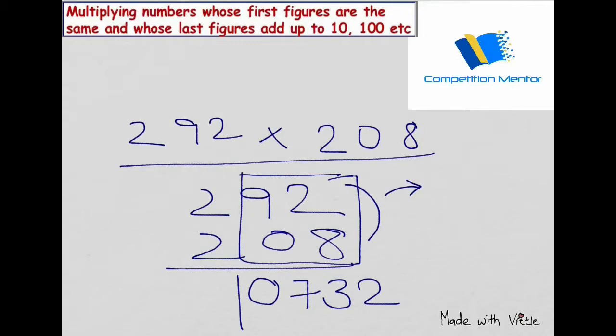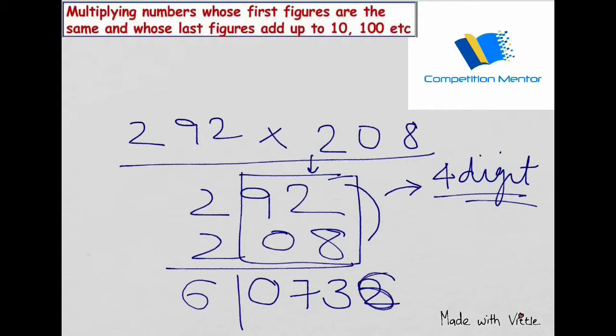Why? Because there is again a rule. When the last digits add up to 10, you have a 2-digit number at the end, but when they add up to 100, you will have a 4-digit number. So 2 into 3 is 6. Sorry, this is 736 here.